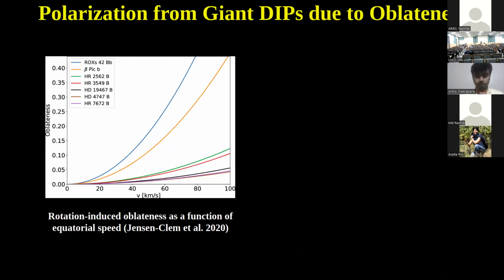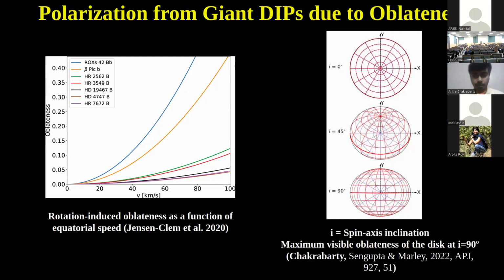So there's a rotation-induced oblateness. I've shown this plot of oblateness as a function of the equatorial speed, and then depending on the spin axis tilt, the effect of asymmetry is prevalent. So for 0 degrees, that is for polar view, you can see the asymmetry is almost minimum, almost zero. But for equatorial view, that is for 90 degrees, the asymmetry is maximum.